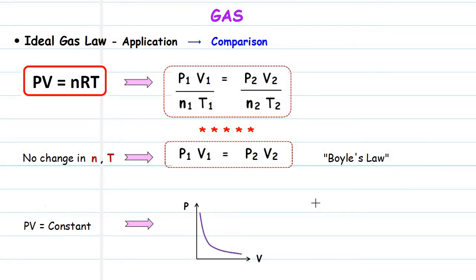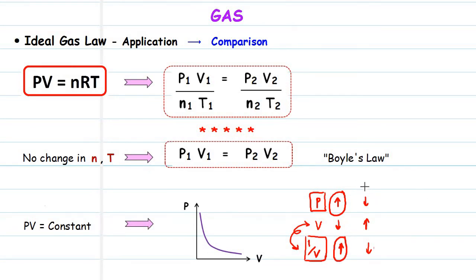But sometimes it doesn't stop there. We know that if P is large, V is small, and if P is small, V is large. Sometimes they want to take a look at 1 over V. So for 1 over V and V, if V is small, 1 over V is large, and if V is large, 1 over V is small. Sometimes they ask us to plot or take a look at P and 1 over V. So now we see that if P is large, 1 over V is large too. And if P is small, 1 over V will be small too.